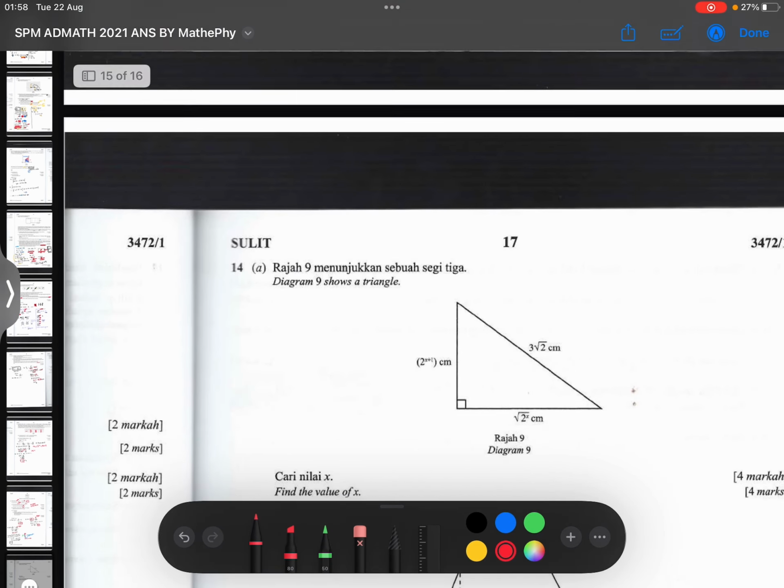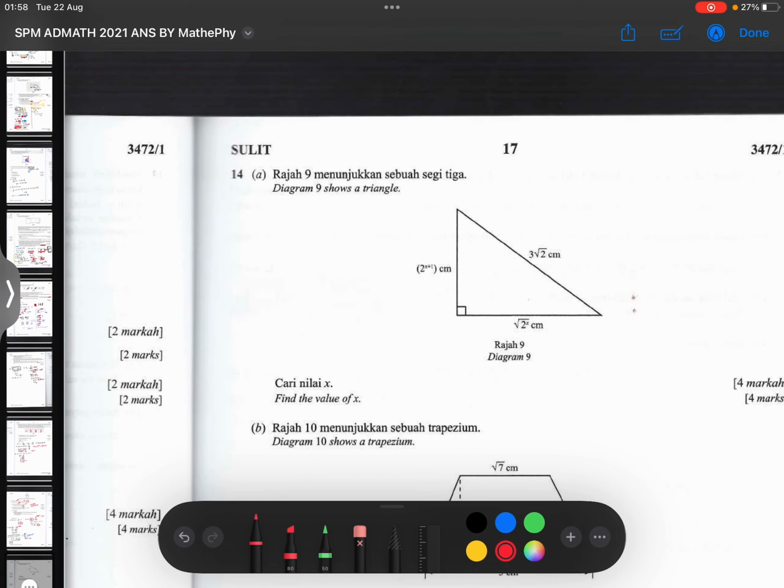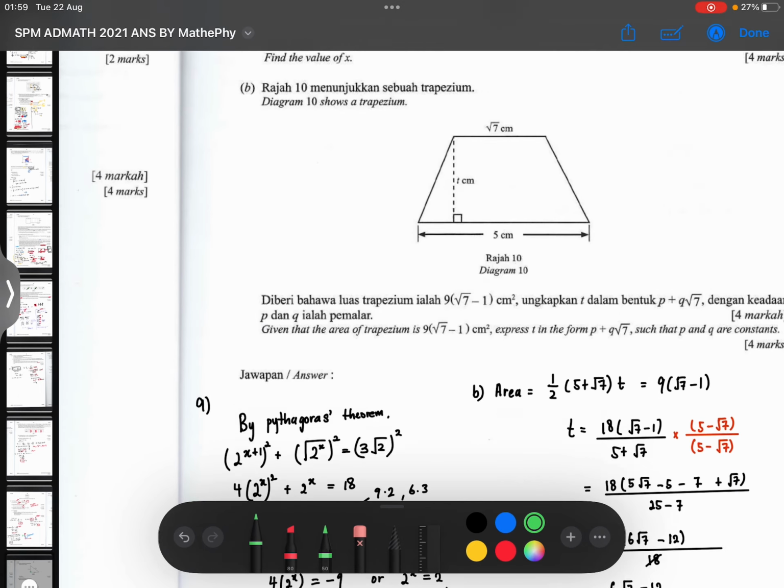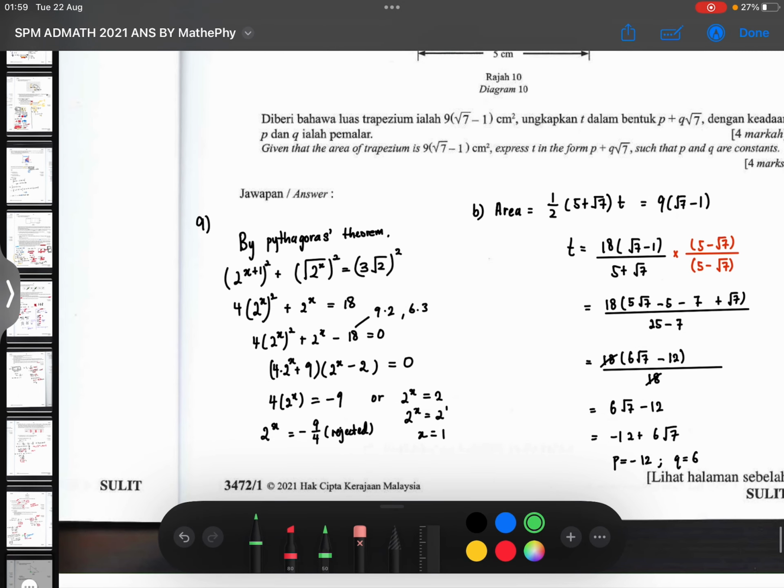Question 14. So this is a triangle, a right angle triangle, because it has the symbol or indicator like that. Well, guess what? Just use Pythagoras' theorem like I did. You can see how I did. a squared plus b squared is c squared, like this. Okay. I did some simplification.